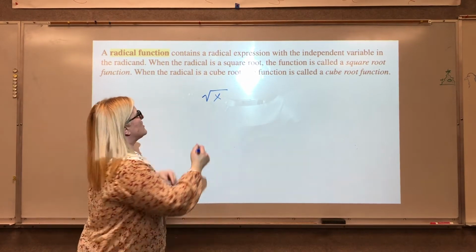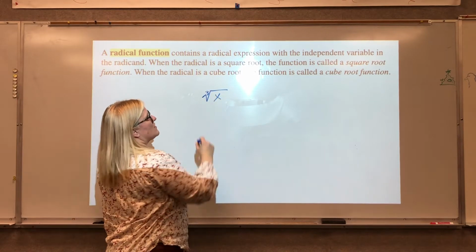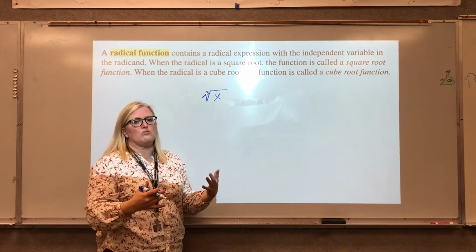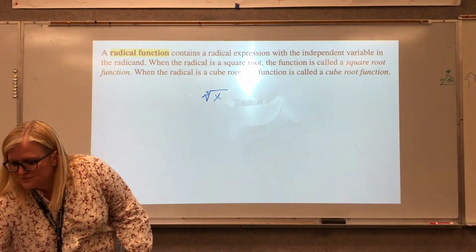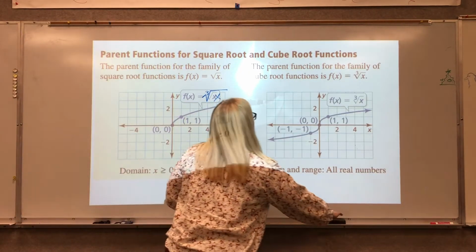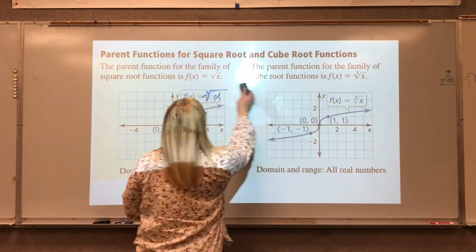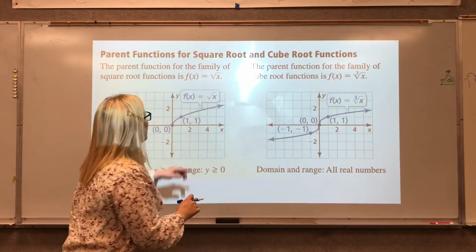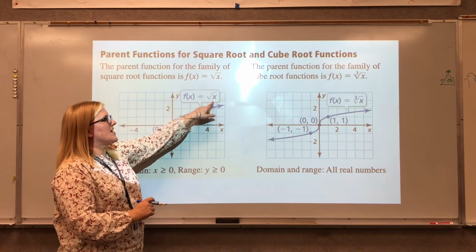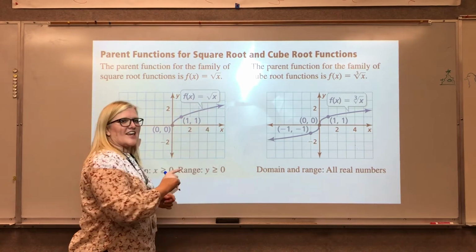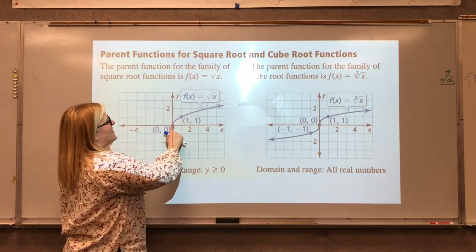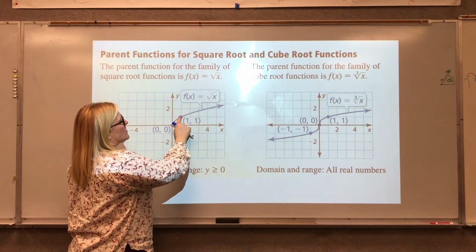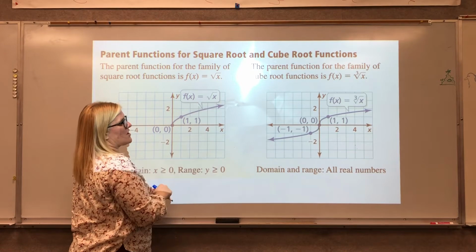When the radical is a cube root, the function is called a cube root function. And we've already been kind of using that terminology. So this is what they look like. If I'm just graphing the square root of x, it looks like this. It looks like a shooting star. It starts at 0, 0, goes to 1, 1, and just keeps on going.